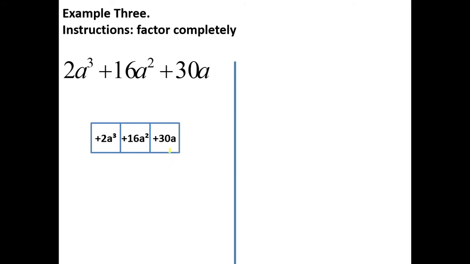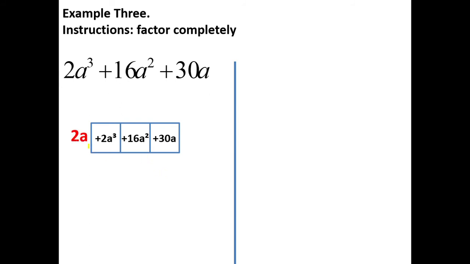And you couldn't get an a squared out because there's no a squared in this last one, but there is an a. Okay, what else? Well, you can't get 30 out because 30 doesn't divide into 2. But you could get 2 out because 2 divides 2, 2 divides 16, and 2 divides 30. So you can divide out both a 2 and an a.